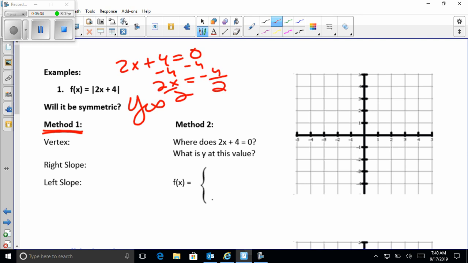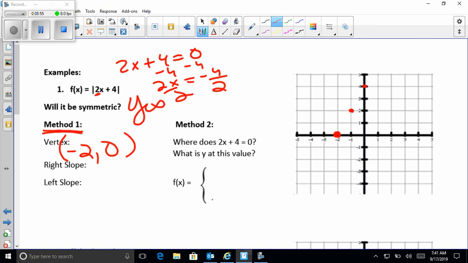So my vertex is going to be at -2, and when I put -2 in, what do I get out for y? So it's going to be my vertex, (-2, 0). Then I think about my slope. My slope is what's in front of that x there, and my slope is saying go up 2 over 1, up 2 over 1.